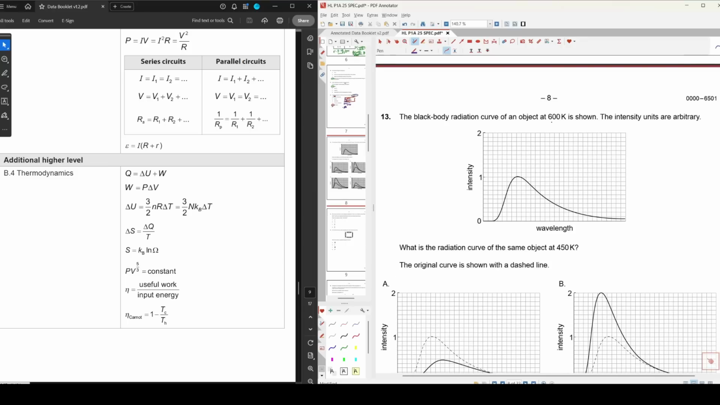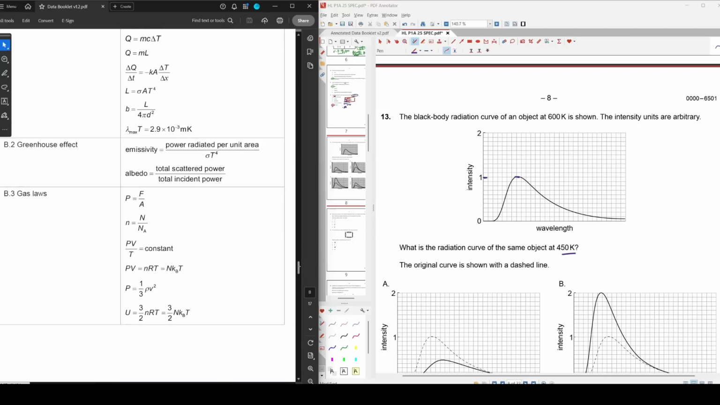Okay, black body radiation curve of an object at 600 Kelvin is shown. The intensity units are arbitrary. That's usually what they do. But they are giving me a 1 here, so I got the height of the peak. Okay, same object at 450 Kelvin. There are 2 equations to think about here. They like to do this.